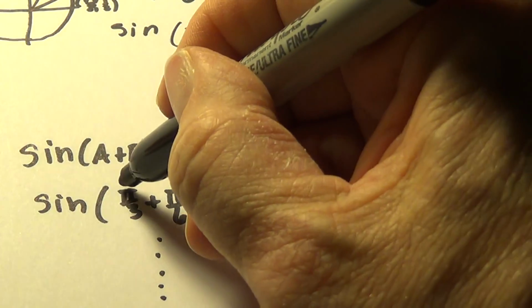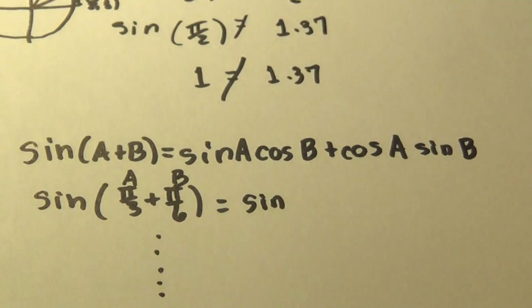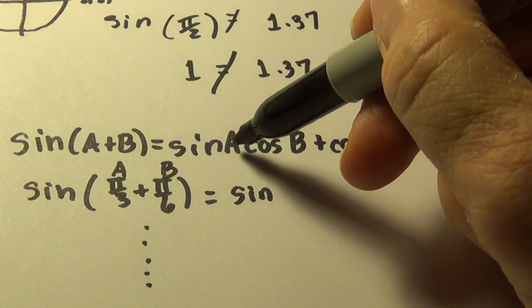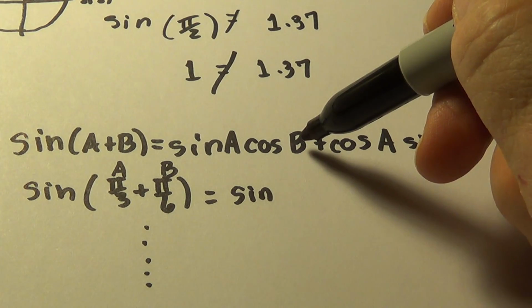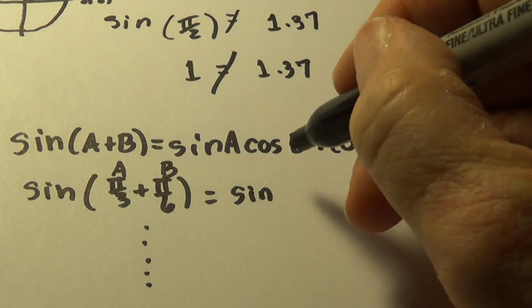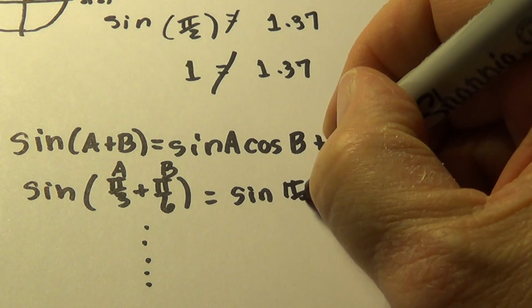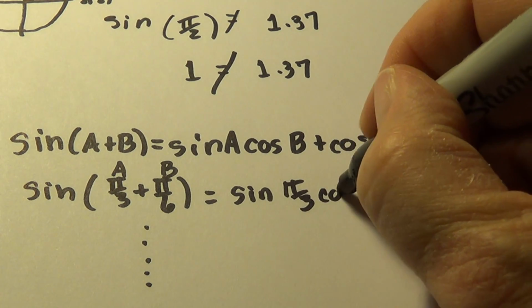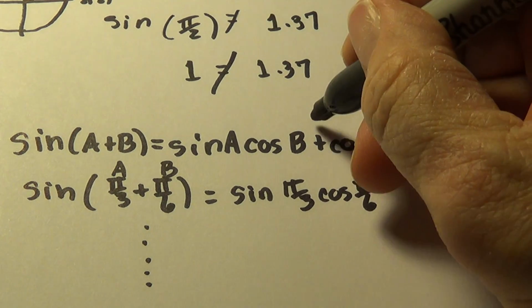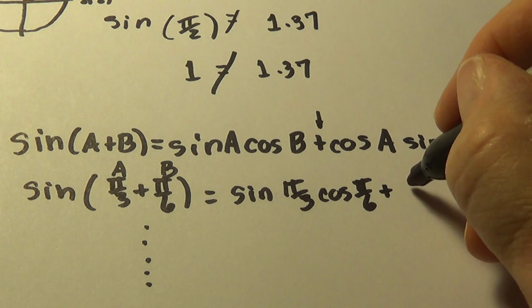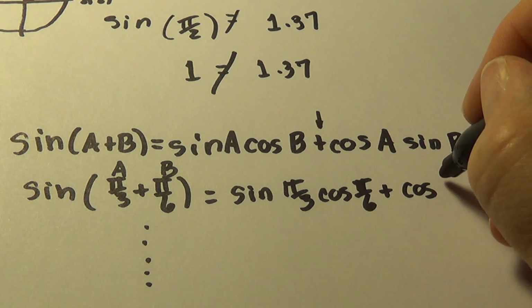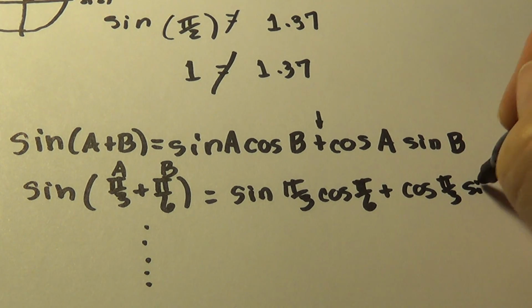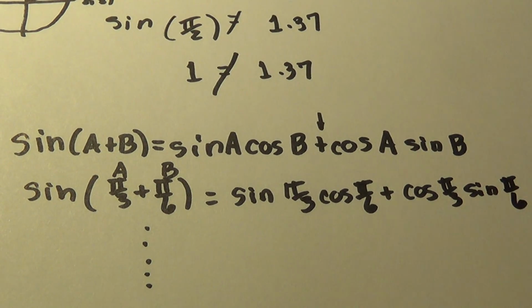So this is our a quantity, and this is our b. So I'm going to replace a with pi over 3 and b with pi over 6. So sine of pi over 3 cosine pi over 6. So now I'm up to here, plus cosine pi over 3 sine pi over 6.